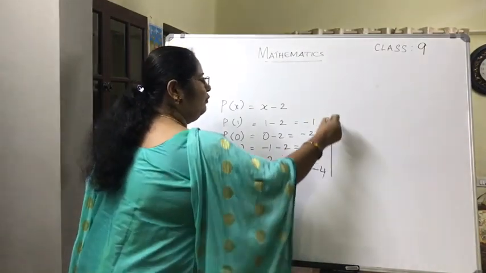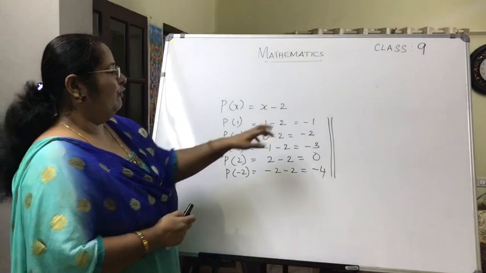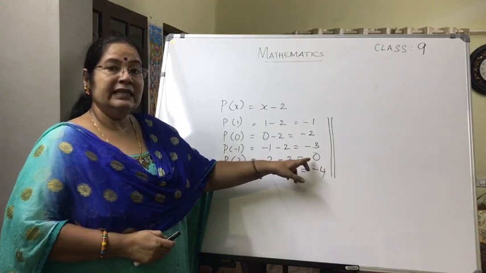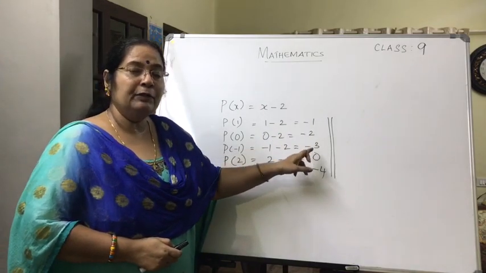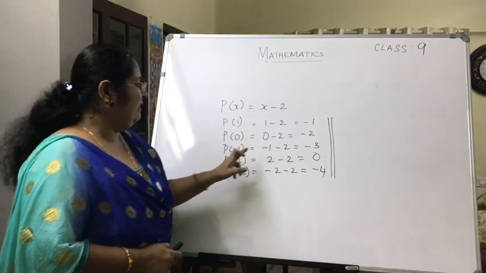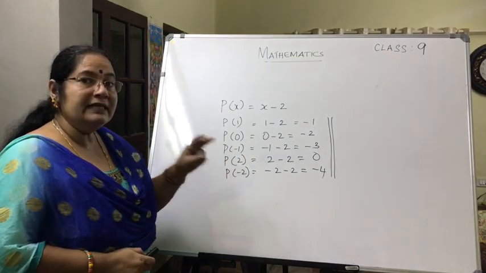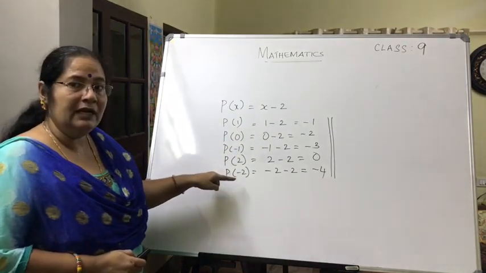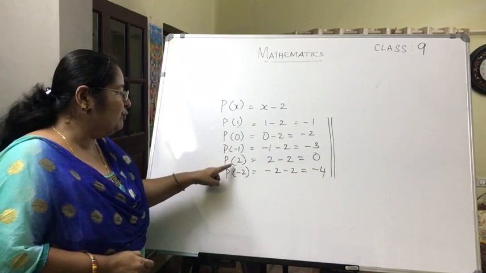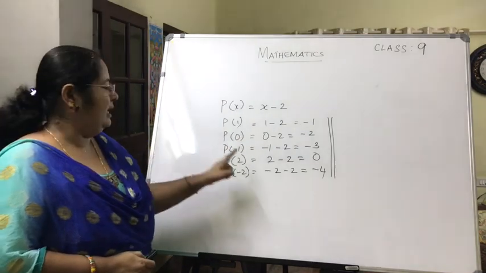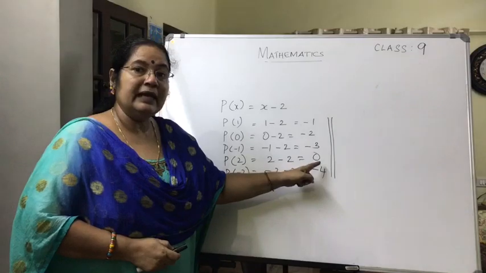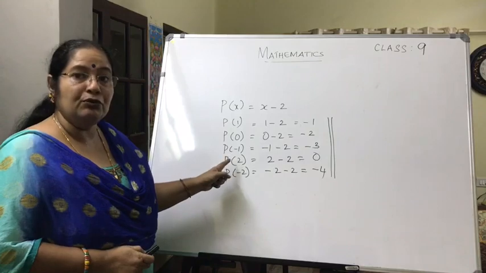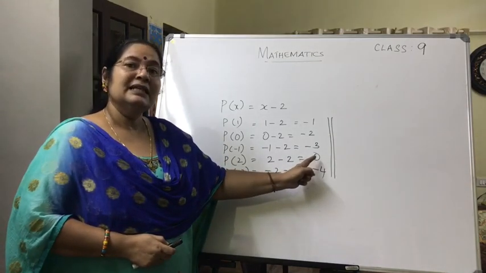Now look at these values. Of all these values of the polynomial, one of the values is 0. When is the value of the polynomial becoming 0? When the value of the variable is 2. So of all the values we are giving for the variable, when the value of the variable is 2, for this particular polynomial, the value of the polynomial becomes 0. Only for this particular value, that is when x is 2, the value of the polynomial becomes 0.